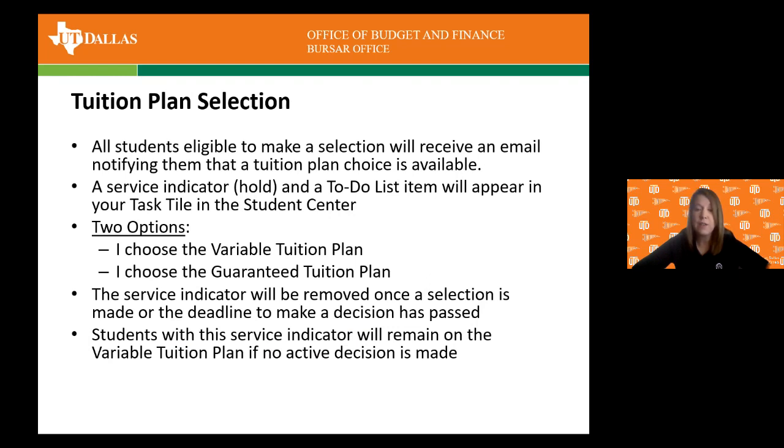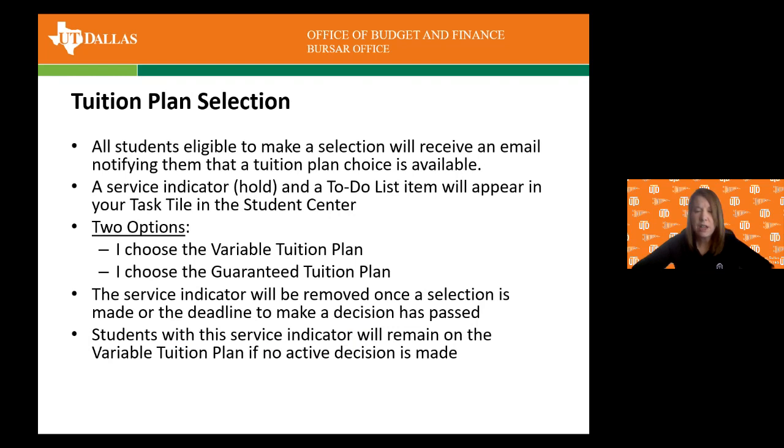Once you click on the to-do list item, it's going to take you to a screen, and it's going to give you two options. You're going to either choose I choose the variable tuition plan, or I choose the guaranteed tuition plan. And once you make your selection, the service indicator will be removed, and so will the hold. The service indicator will also be removed from your account once the deadline has passed to make a decision. So once December 31st comes, if you haven't made an active decision, then that hold will come off of your account, and so will that to-do list item.